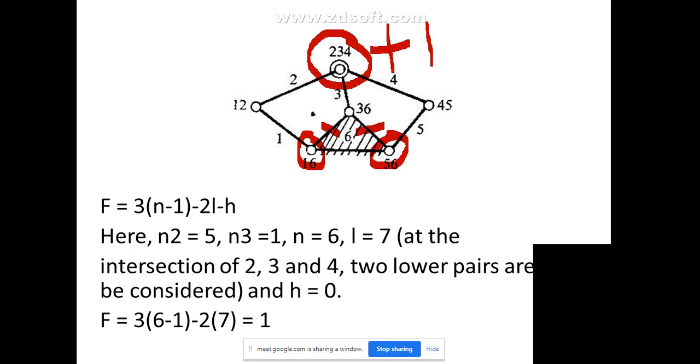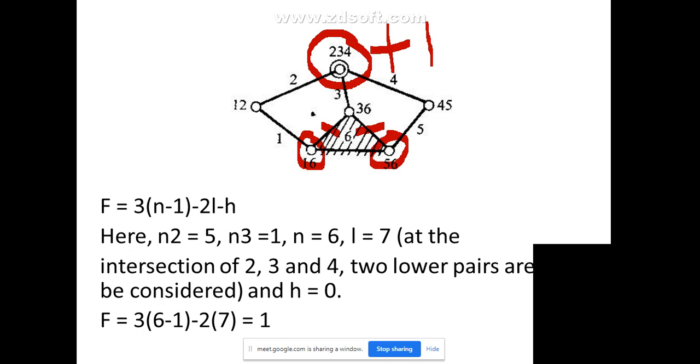That time, four extra lower pairs have to be added. Apart from the regular 6 joints, after that you will be getting 10 lower pairs. If the hatching is not done for the same problem, you will be getting 10 lower pairs. So 8 links and 10 lower pairs, you will be getting if there is no hatching.